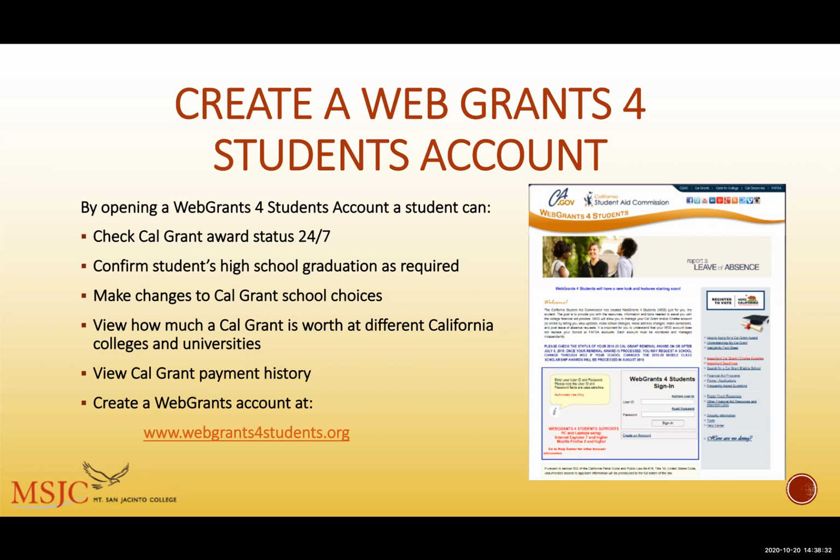It's also there if you decide to change schools, you would have to change the school on there for Cal Grant. So it is available for you 24/7. Just go in there and create your account as early as November, at least if you're a high school student. If you're already a college student, you can always just go in there and check your status.